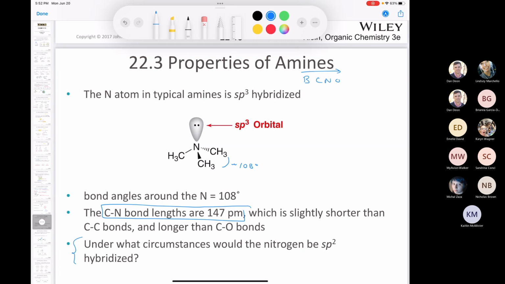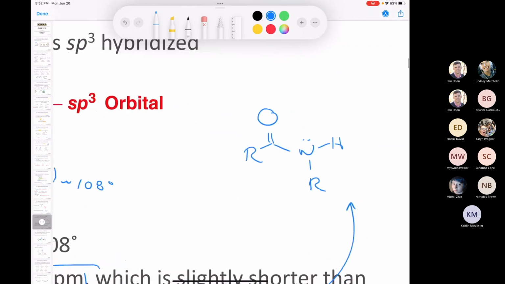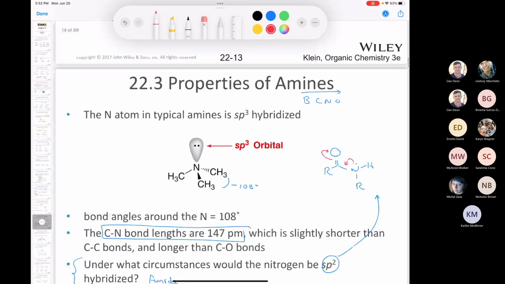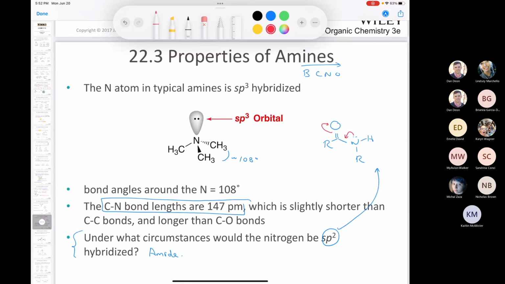And anyhow, it says here, under what circumstances would the nitrogen be sp2 hybridized? The answer to that question is we have sp2 hybridization in an amide. This is something that we covered in either the first or the second chapter of organic chemistry 1. So we'll put here an amide is where that would happen. If you just look at the lone pair on the nitrogen here, and then you've got 3 bonds, you might think that it is sp3 hybridized, but in fact it isn't, and it's because these electrons are delocalized.